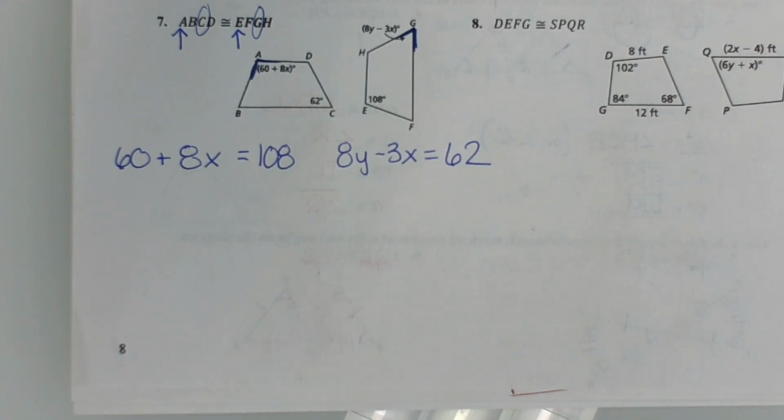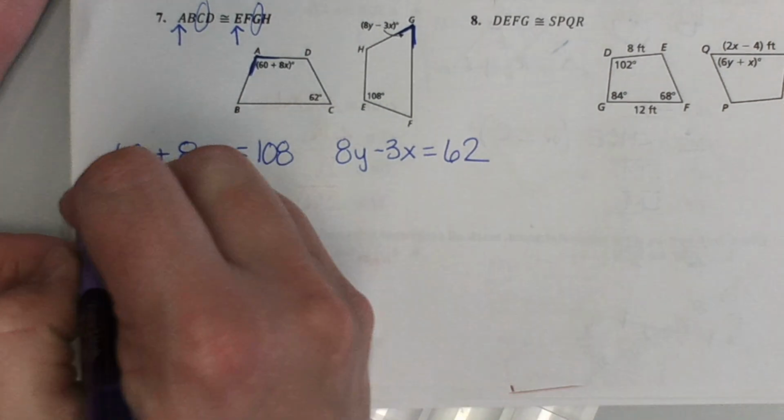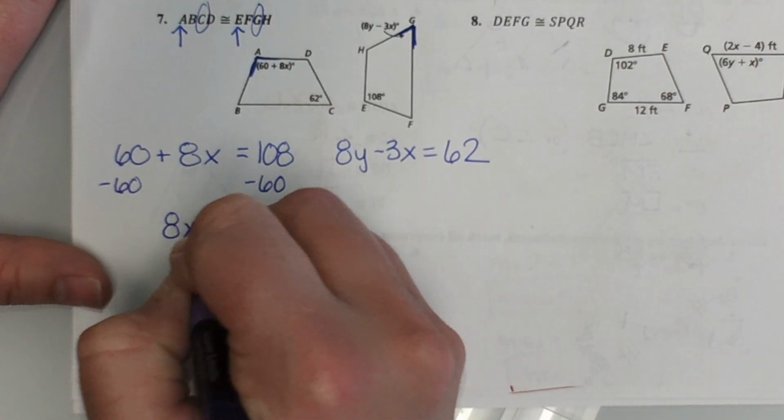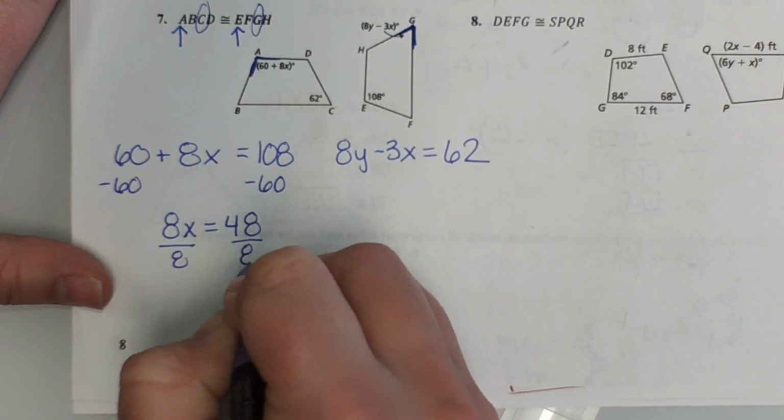Would it be possible currently to solve this equation if it has both x and y? No. So what do we do? Can we solve the other one? Yeah. Okay, let's start with the other one. If you get an equation you can't solve, start with the other one. Subtract 60. 8x equals 48. And yes, x is 6.